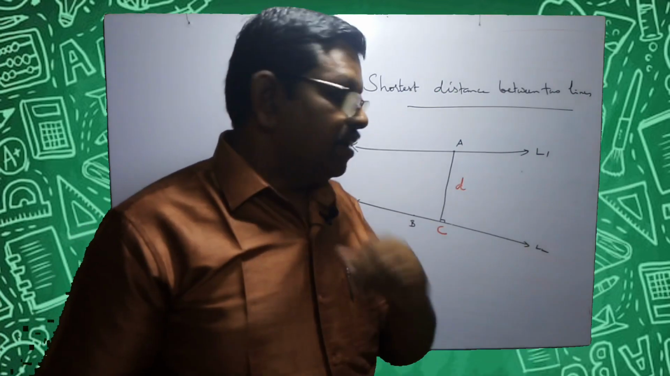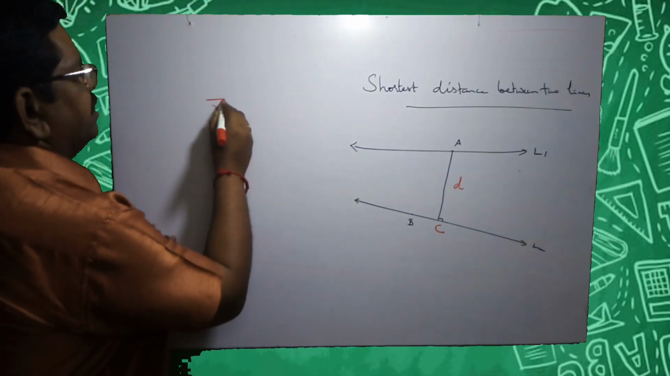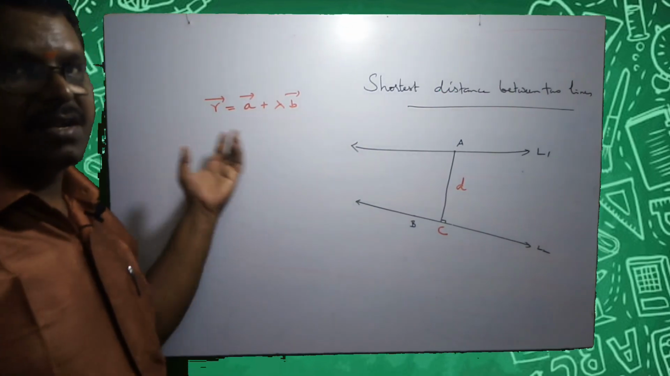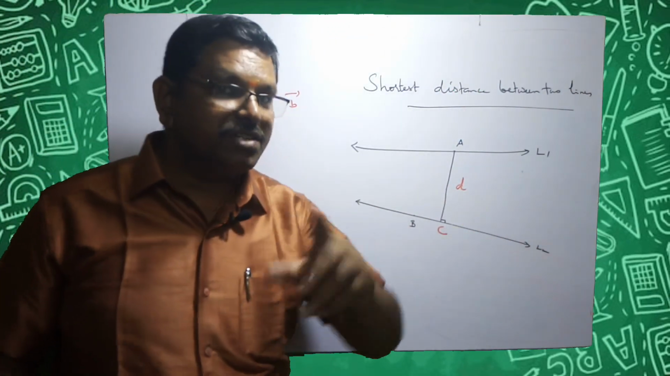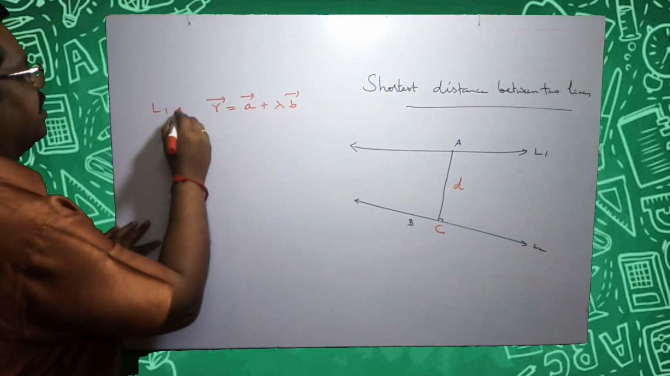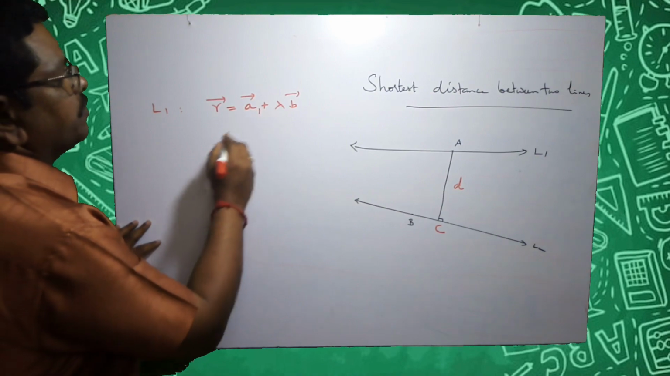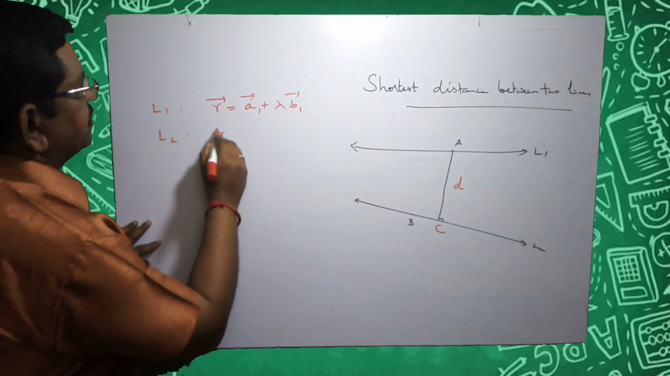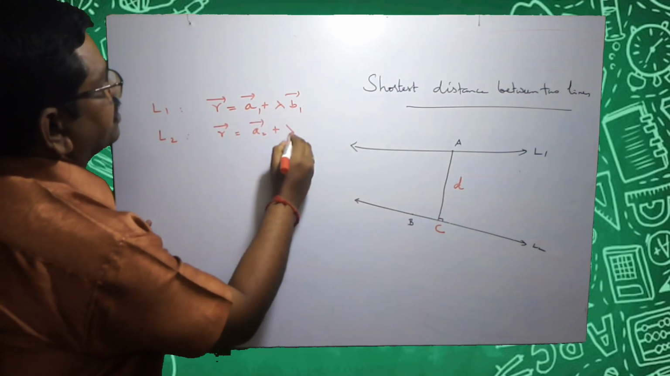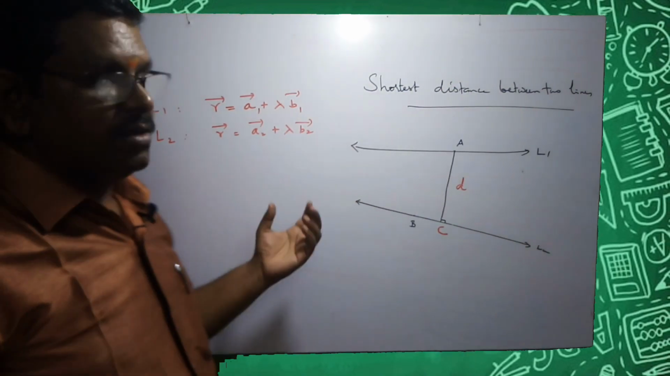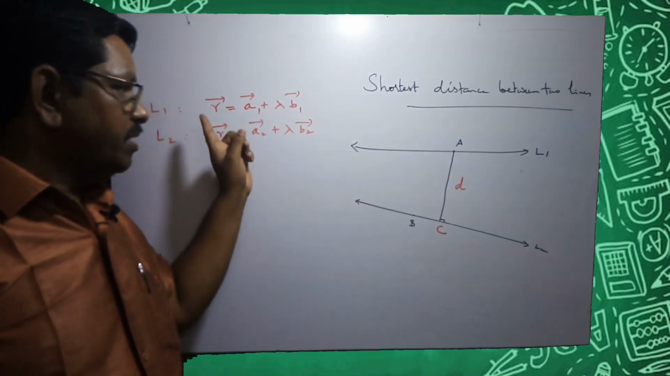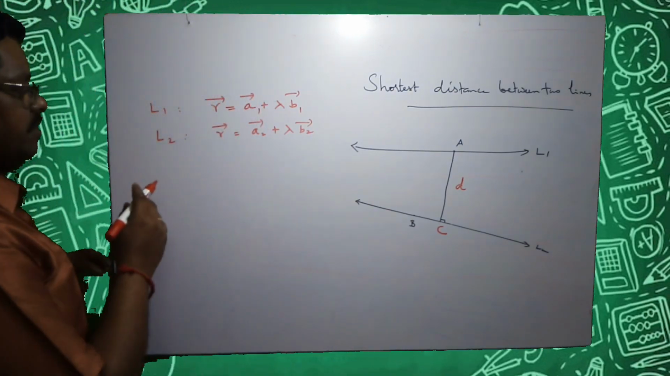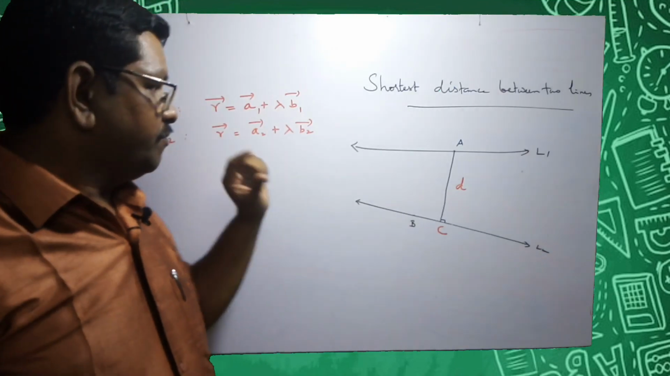Now, as we know, the equation of a straight line is R vector is equal to A vector plus lambda B vector. Now we are taking two straight lines. Let us take the equation of the first straight line as R vector is equal to A1 vector plus lambda B1 vector. Similarly, the equation of the straight line L2 is R vector is equal to A2 vector plus lambda B2 vector. Now we are given two straight lines L1, L2. The equations are given on the board. Now how to find the distance D?